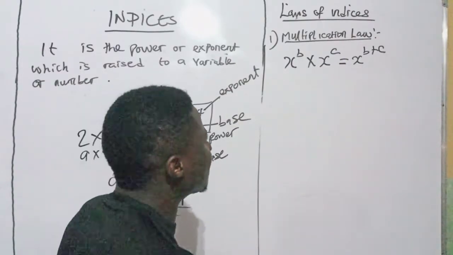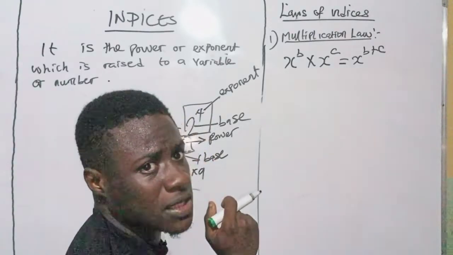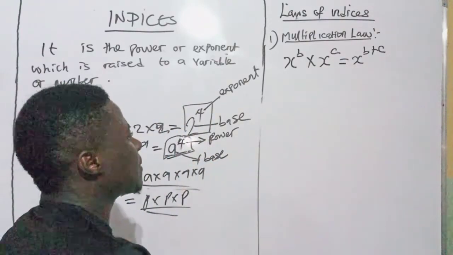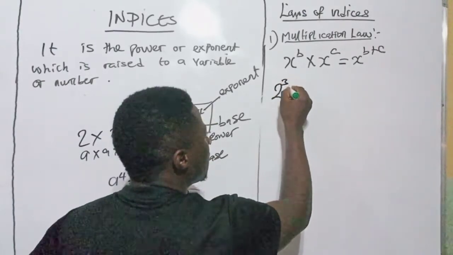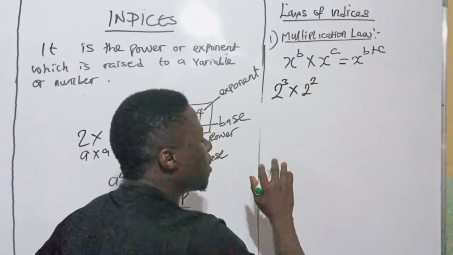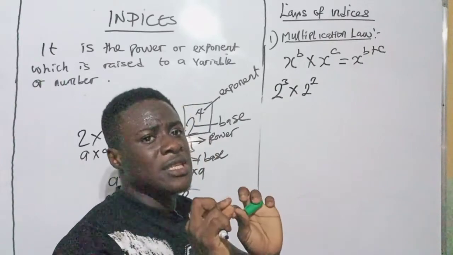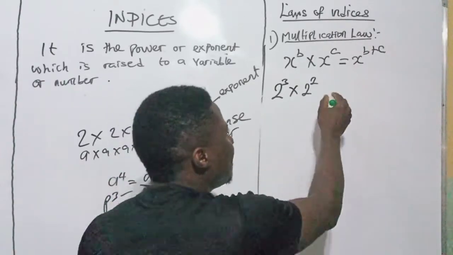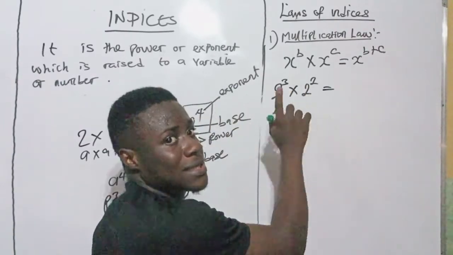Let's check the law. What this is trying to tell us is this. Let's just look at the law and know if at all the law can be proved. Now look at this. Supposing I have in indices 2 raised to power 3 multiplying 2 raised to power 2. Now, in normal sense, if we want to do a simple arithmetic here, we have 2 and 2.